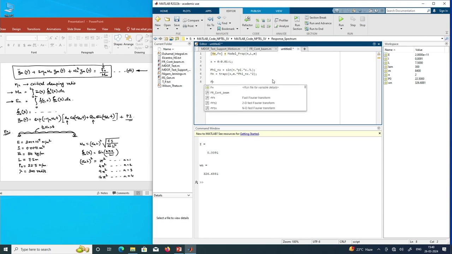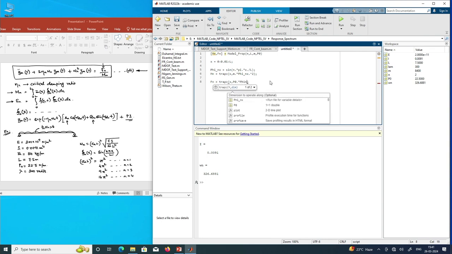Now, what is f n? If you recall, the expression for f n you can see here on your screen. It is f x comma t times phi n x. In our case, we again have trapz over x, and we have a constant forcing function f naught. So, let us pass it here. It is p naught dot star phi n x.